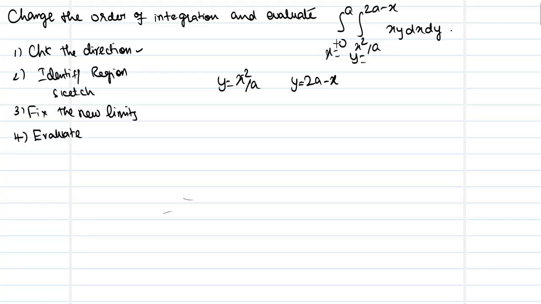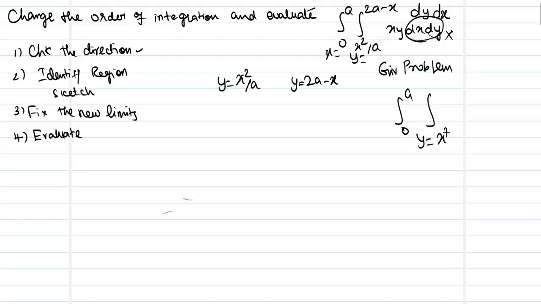So this is the limit for the variable y. And next followed by it is the constant limit 0 to a. But now since y has to be integrated first, this must be dy then followed by dx and not in the given format as dx dy. So now we rewrite the problem. So the given problem is integral from 0 to a, integral y varying from x square by a to 2a minus x, xy dy first and then dx. So now first step is over.